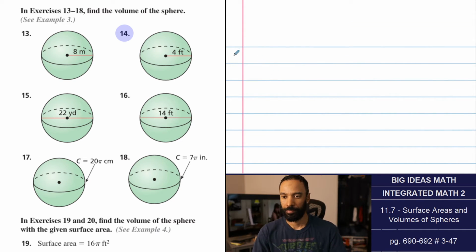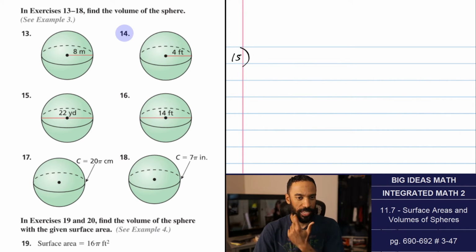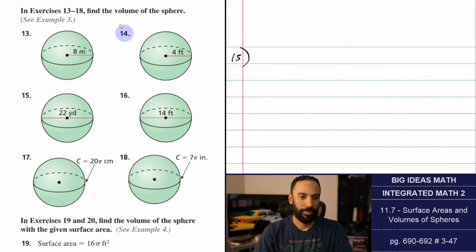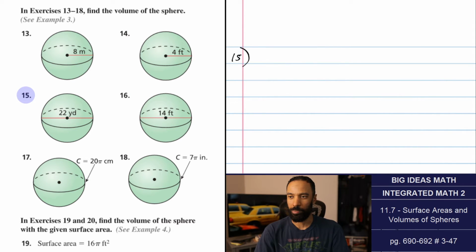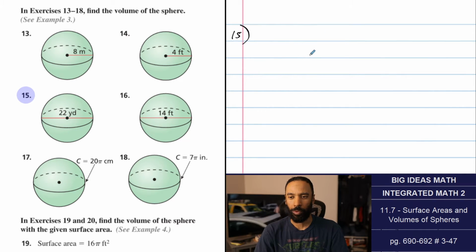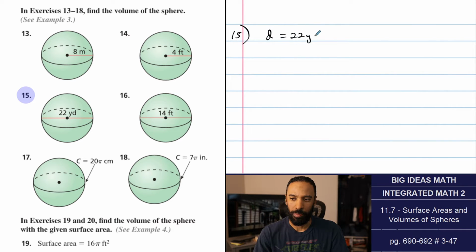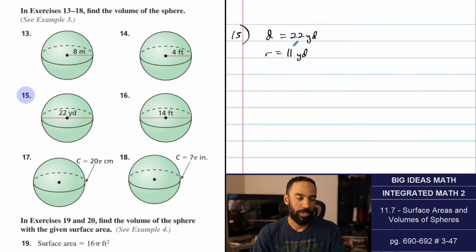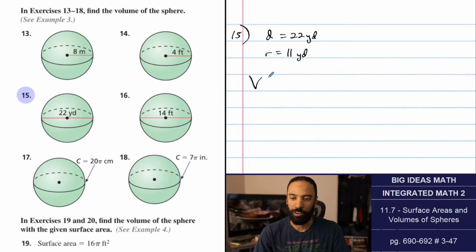Number 15 and 16, both diameters. I wouldn't dare bother with the similarity ratio of these two because it's kind of an awkward one. It's not like 1/2. Diameter is 22 yards, which makes radius 11 yards, which we need because we must. Okay, we divide by 2, but we must use that in our volume formula. So 4/3 pi times the radius cubed.